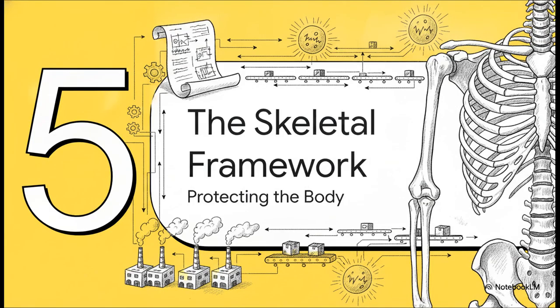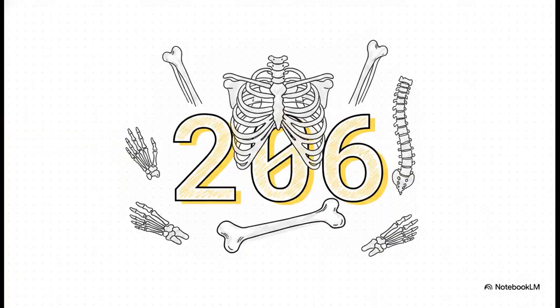Section 5. The skeletal framework. 206. That is a truly impressive number, and it represents the total count of bones in the adult human body. This is the rigid physical structure that frames and protects absolutely everything we've talked about so far.